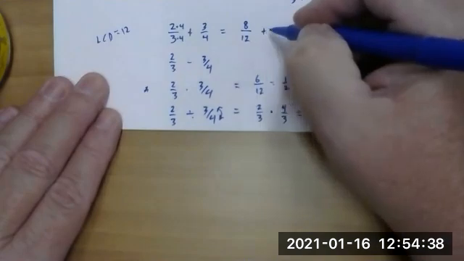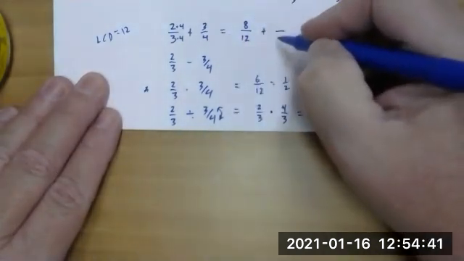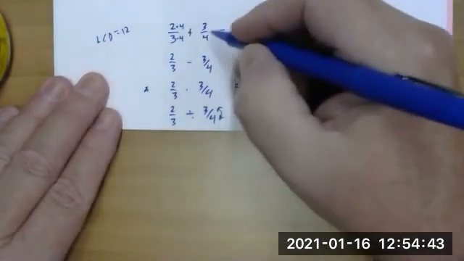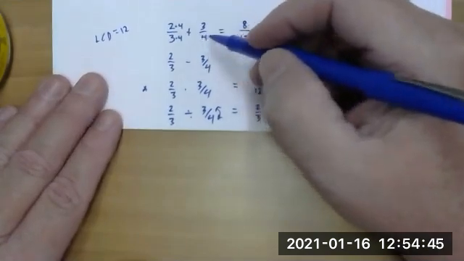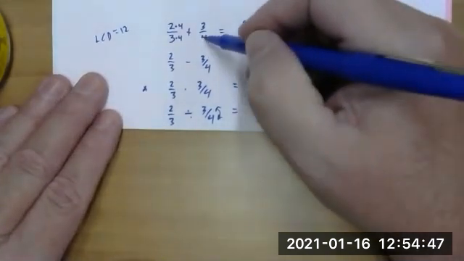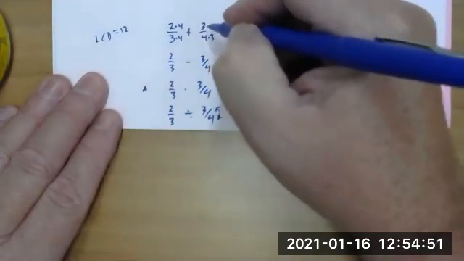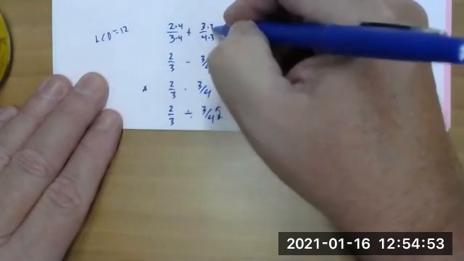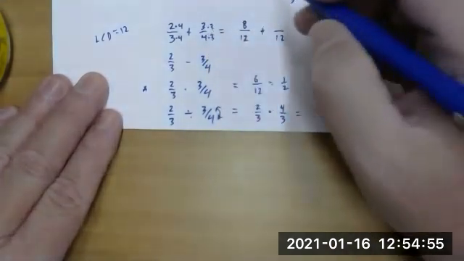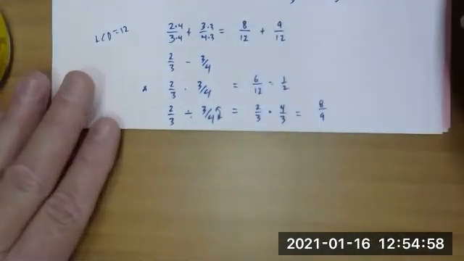And then I do the same thing to my second fraction. This 3/4, I want the denominator to be 12. What do I have to multiply 4 by to get 12? By 3. So therefore I have to multiply the top by 3. So 3/4 now becomes 9/12.